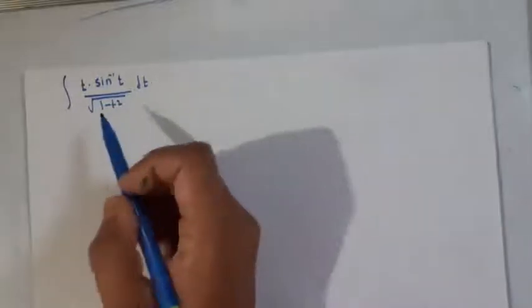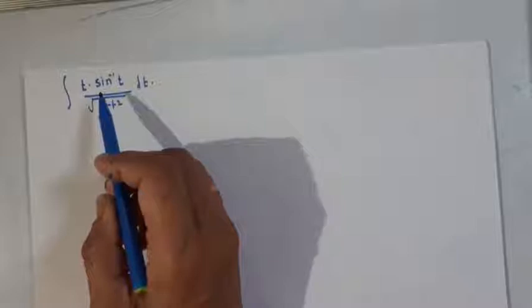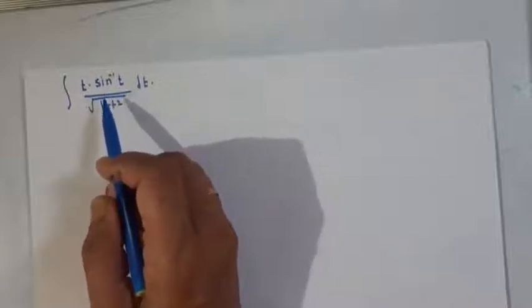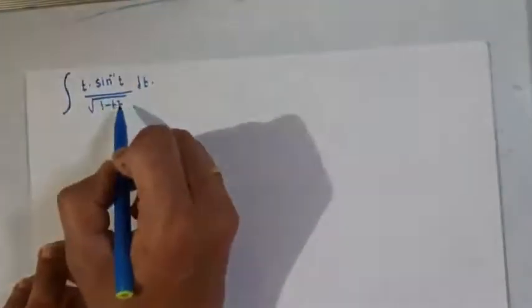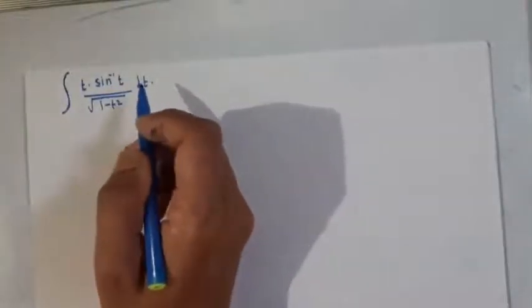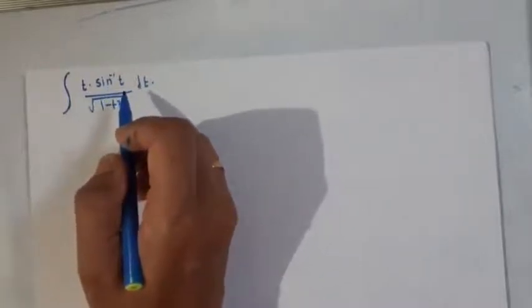Let us solve the first example of the video, that is the 14th problem from exercise 3.3, that is integration of t into sine inverse of t upon square root of 1 minus t square. So students, to solve this problem we don't have a perfect formula, so by using substitution we can solve.